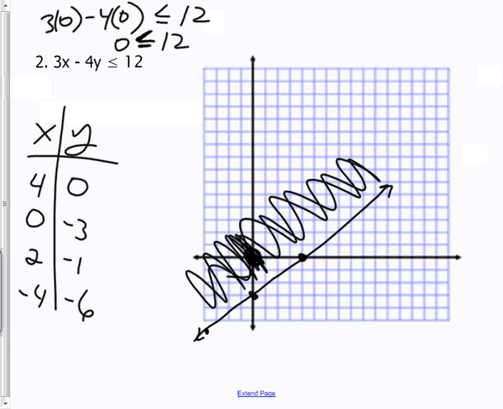And now a lot of you are just going to solve it for y and graph it that way. That's fine. I just wanted to show you an alternative way. More than one way to skin a cat.